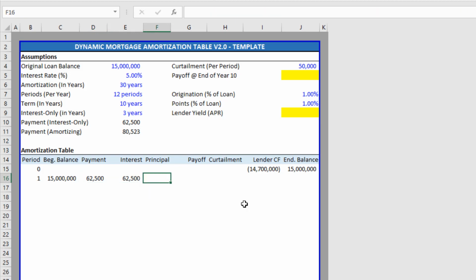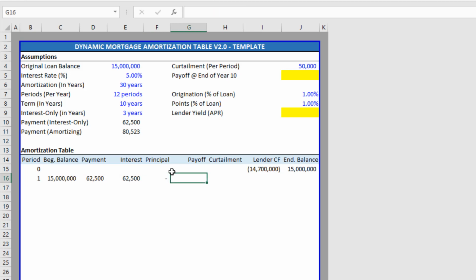Next, we have the principal. And this does not include the payoff. I've separated that out into a separate column. So here, this is really simple. We go equals. Again, ask if this should be blank. If not, then we take whatever the payment that was made in this period, and we subtract any interest owed, and that will result in the principal from the mortgage payment.